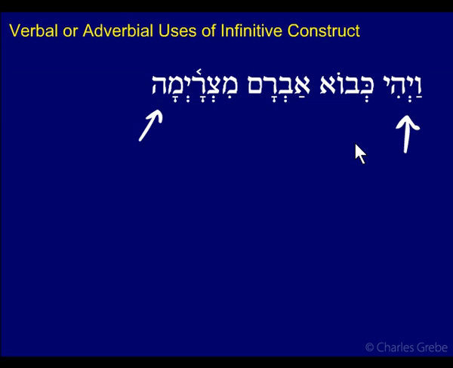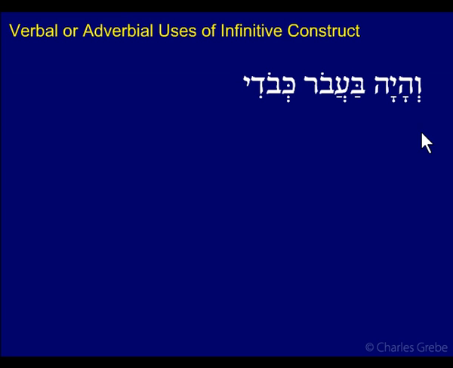Let's take a look at an example of the future. V'haya. So this is our future marker. And this is Exodus 33:22. V'haya ba'avor kevodi. Kavad here is glory, to be heavy, in this case it's a noun, glory. My glory, and this sets it off in the future, and avar is to pass by. So, when my glory passes by.